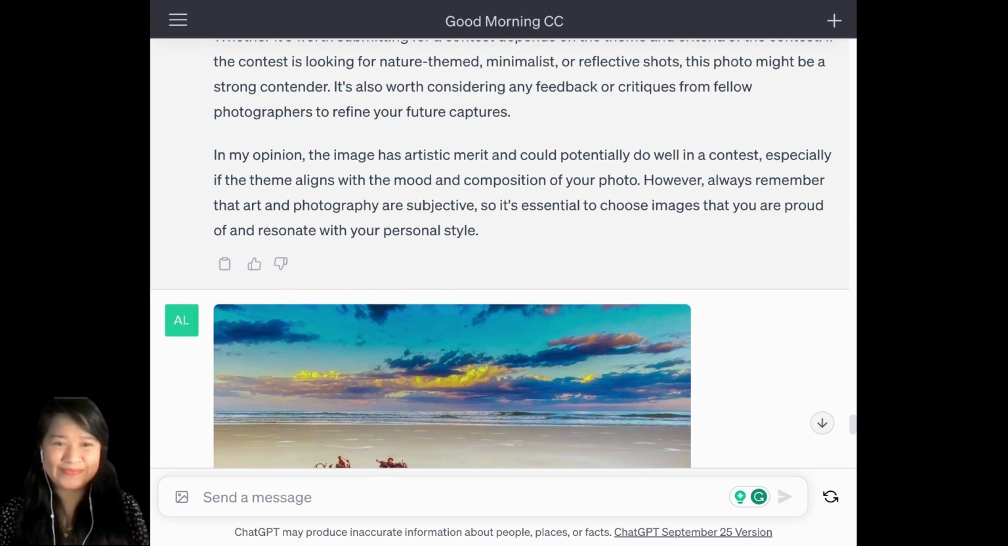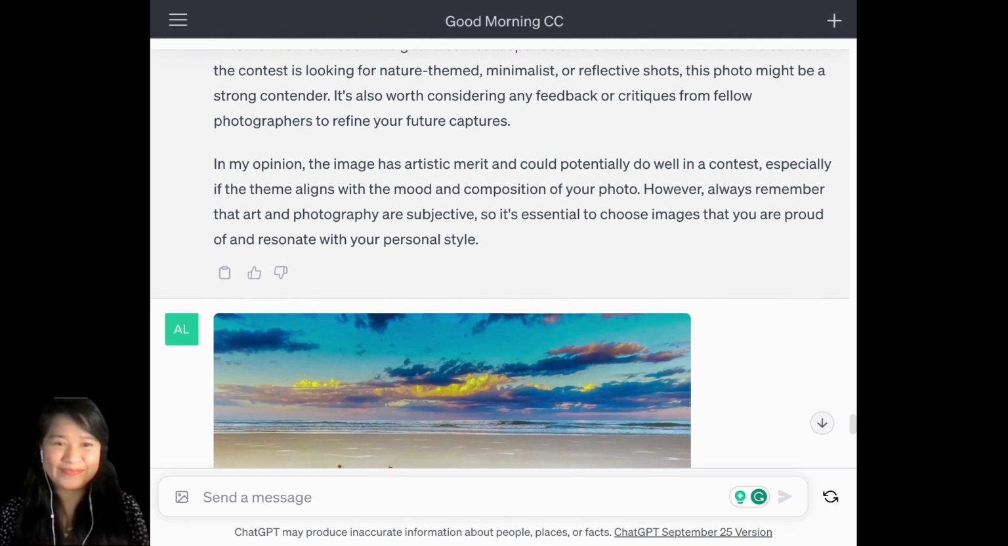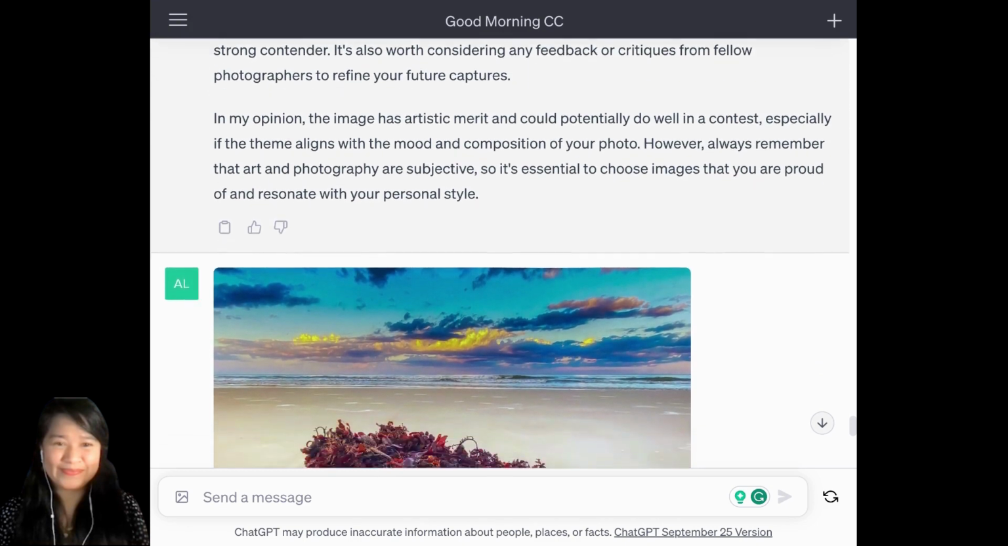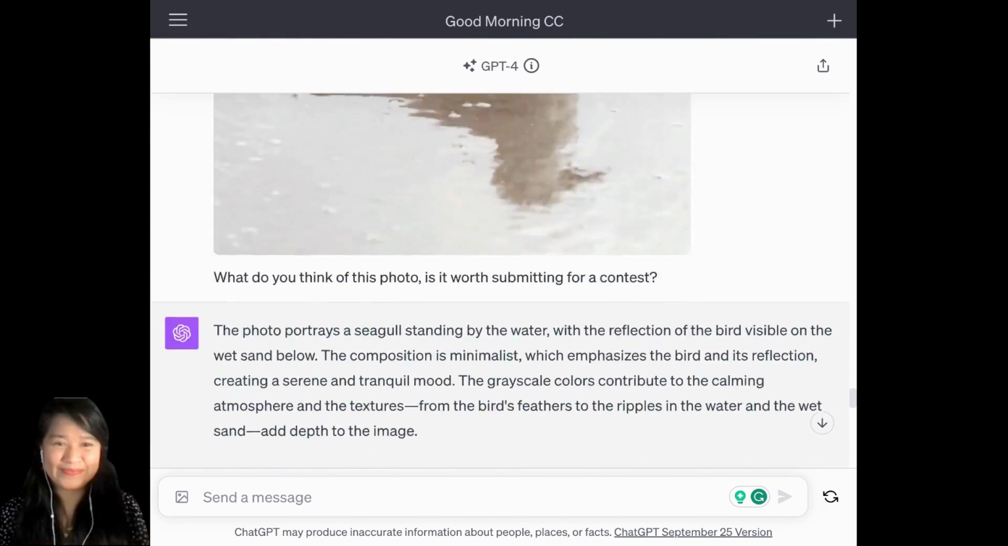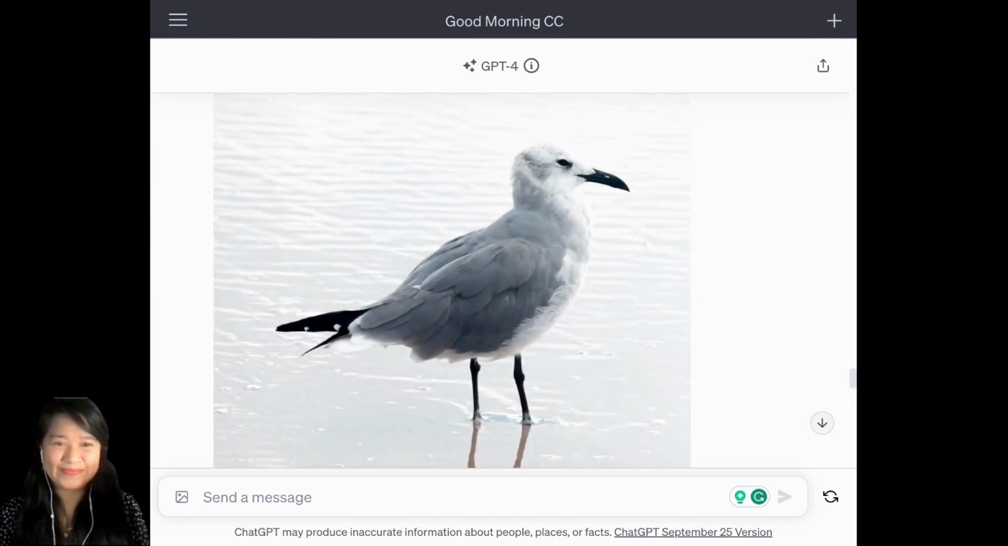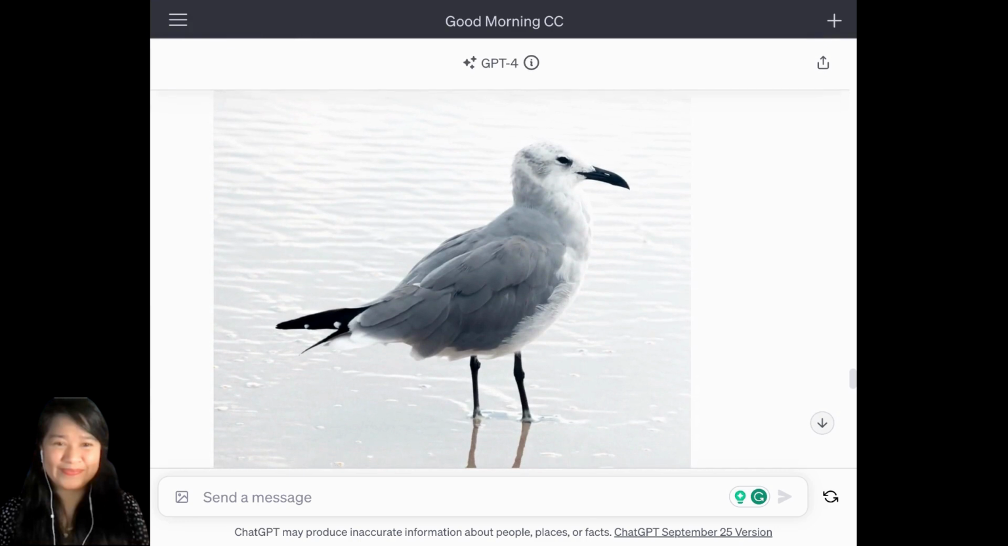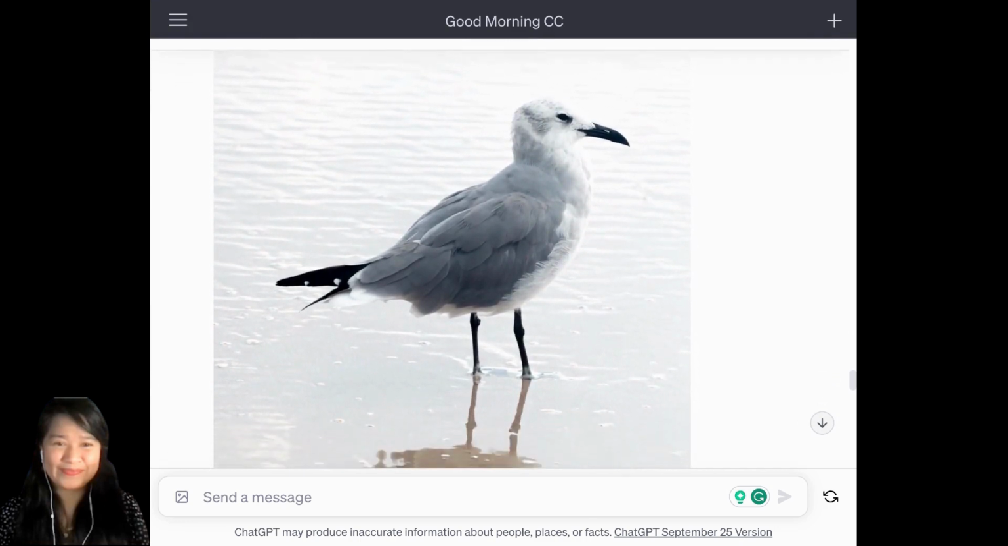I honestly agree. And for context, I don't really like this photo that much because I think it's lacking colors, although it might resonate with some people that like the calm aspect of it.